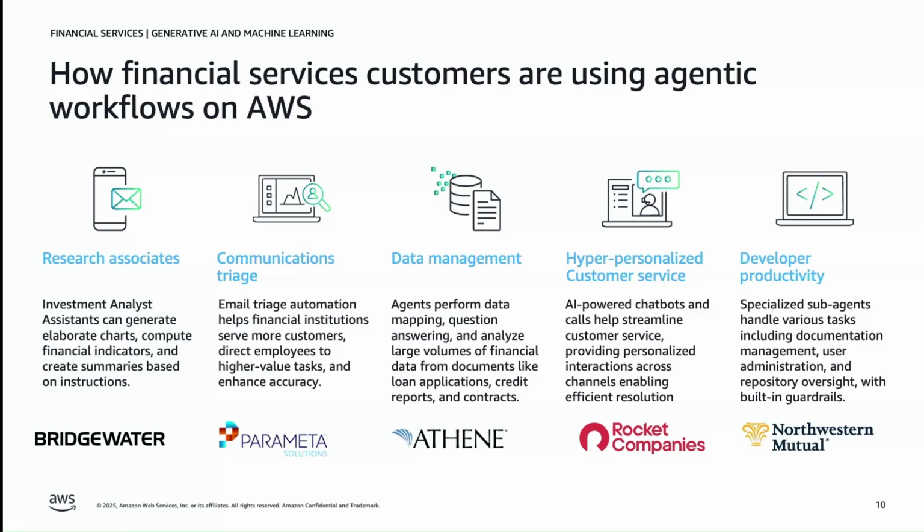And so let's talk about how financial services customers are implementing agentic workflows on AWS through those 5 use case examples. So from left to right, as you can see in front of each use case, we are calling out a few brand names in the industry. I'm sure you know those customers: Bridgewater, Parameta, Athene Holding, Rocket Companies, and Northwestern Mutual. And so I'm just going to scan through those use cases and speak to them from left to right.